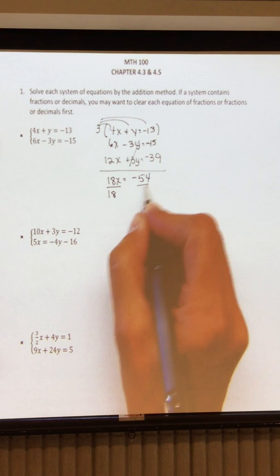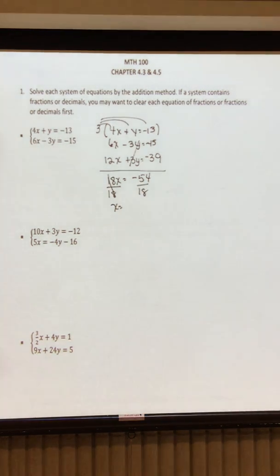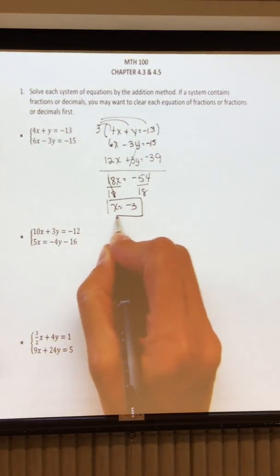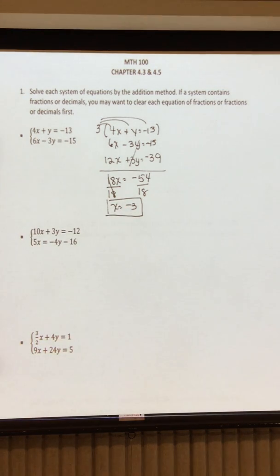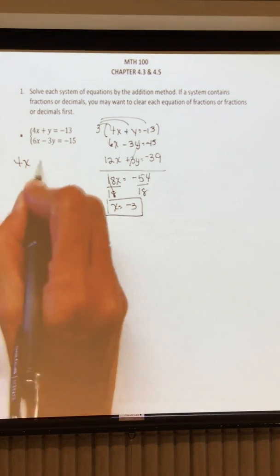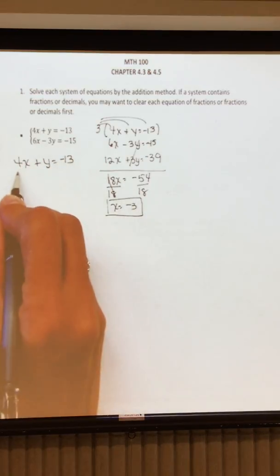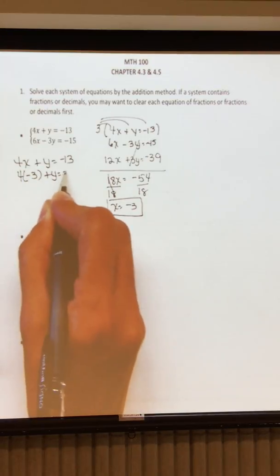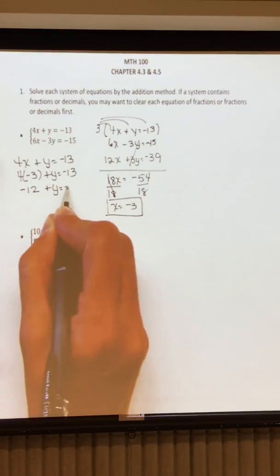Dividing both sides by 18, we have negative 54 divided by 18, which is negative 3. And then we substitute this negative 3 for x, into either the first or the second equation. Let's substitute it into the first equation, 4x plus y equals negative 13. So we substitute negative 3 for x. So we have 4 times negative 3 plus y is equal to negative 13. Negative 12 plus y is equal to negative 13.